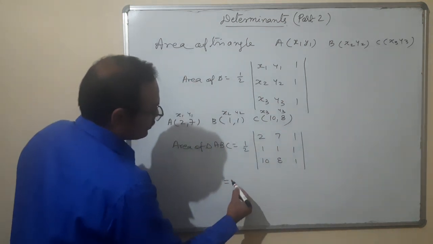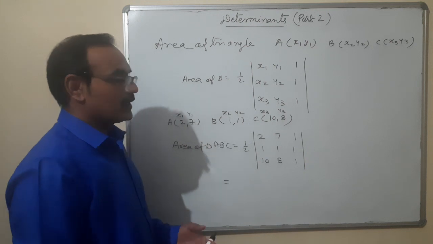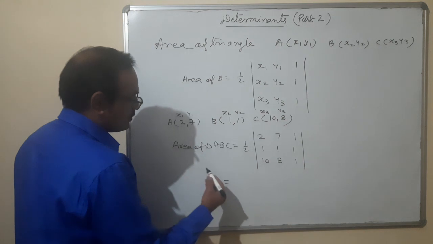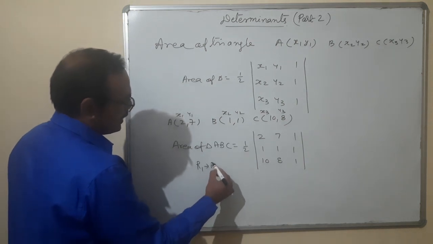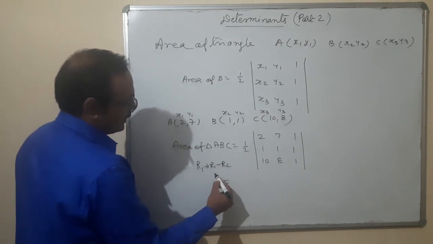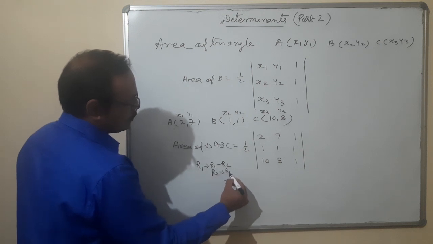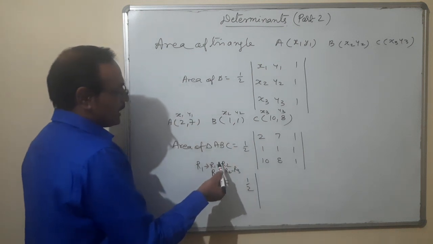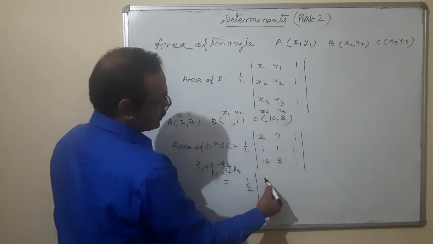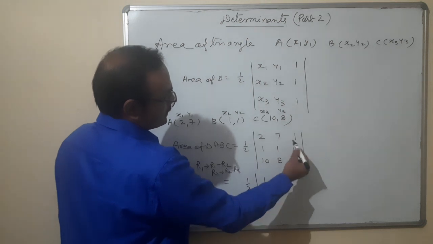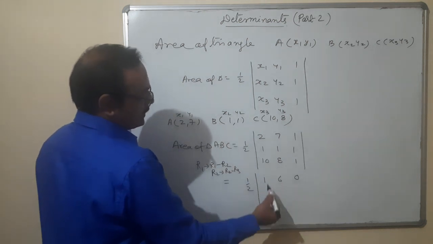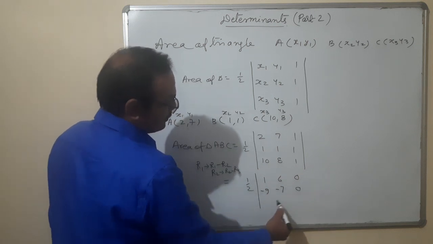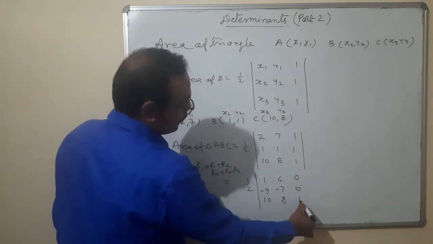And how to solve it? I think we can use the properties also: R1 minus R2, R2 minus R3. R1 is replaced by R1 minus R2 and R2 is replaced by R2 minus R3. So it is coming 1 upon 2 times R1 minus R2: 2 minus 1 is 1, 7 minus 1 is 6, and there is a 0. Here 1 minus 10 is minus 9, 1 minus 8 is minus 7, and it is 0. Then 10, 8, 1.